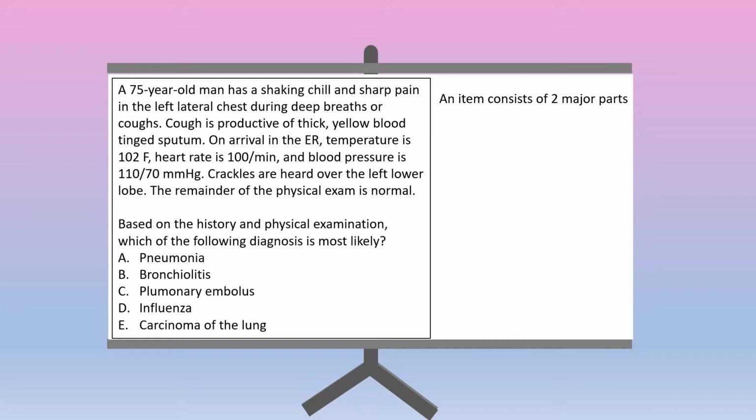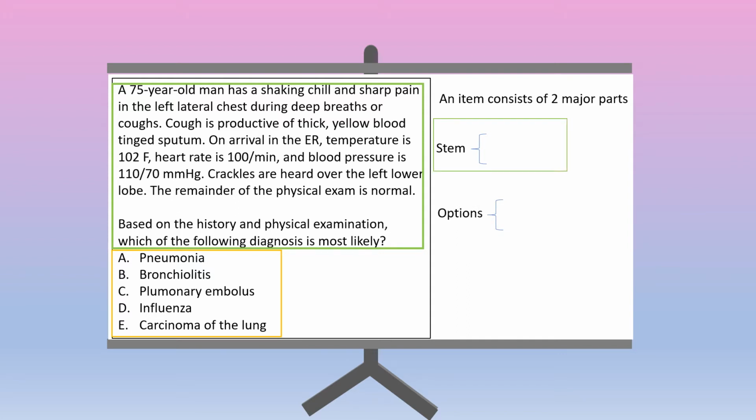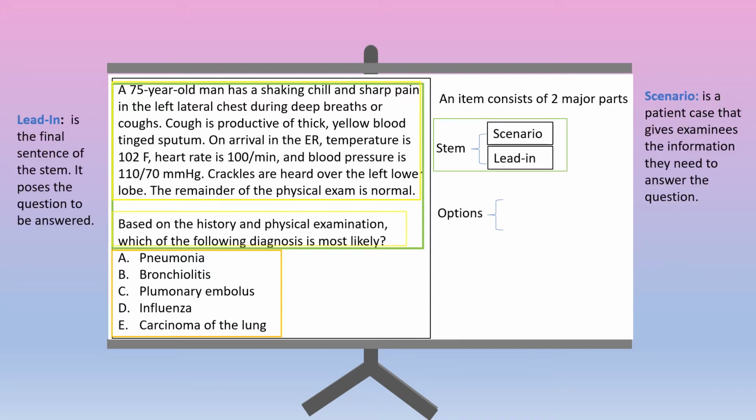A single best answer item typically consists of two major parts: the stem and options. The stem consists of the scenario and the lead-in. The scenario is the patient case where it gives examinees the information they need to answer the question. The lead-in is the final sentence of the stem. It poses the question to be answered.